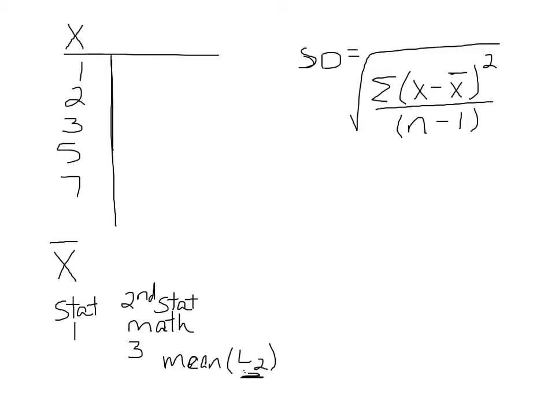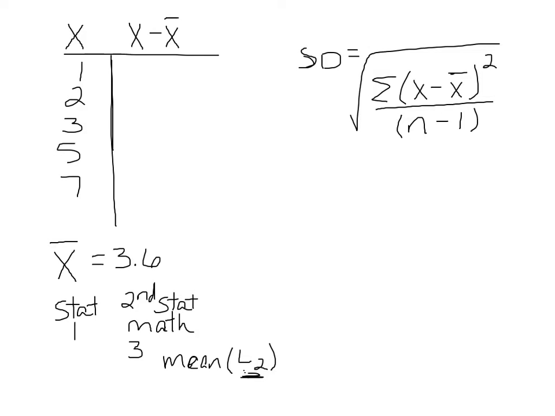When you hit enter, you will get the mean, which in this case is 3.6. So to go further with the formula, we need to take all the data values and we need to subtract them from the mean. So 1 minus 3.6 and so on and so forth.